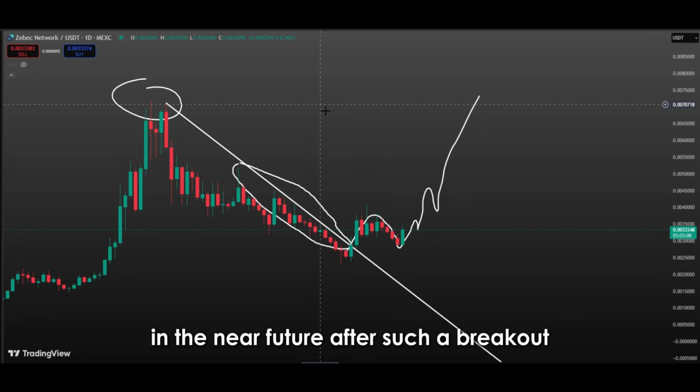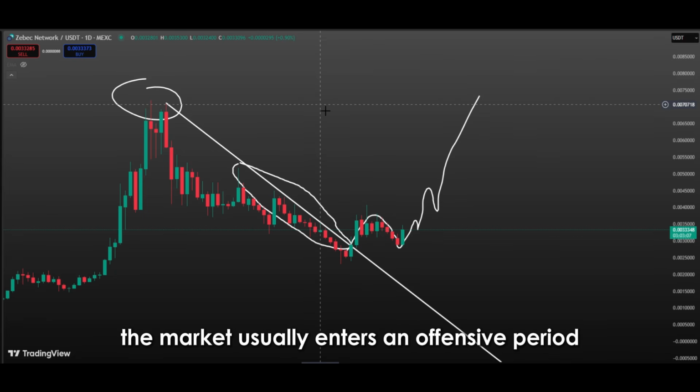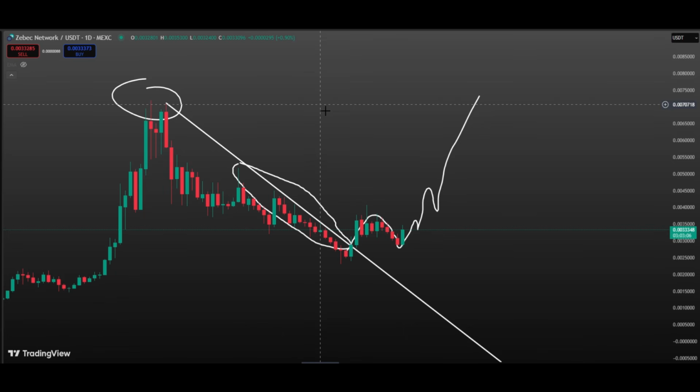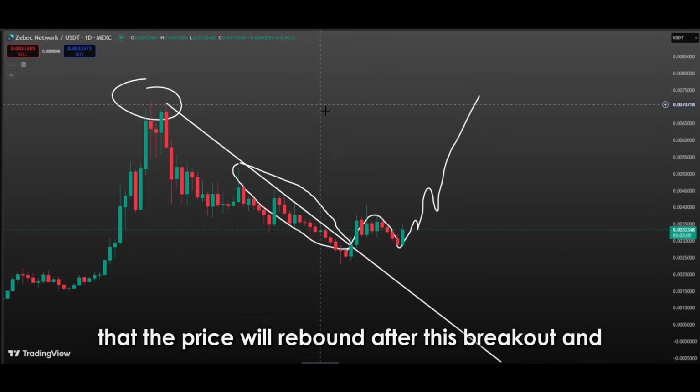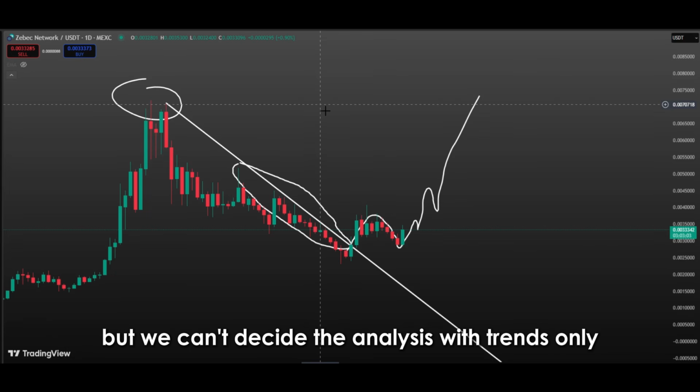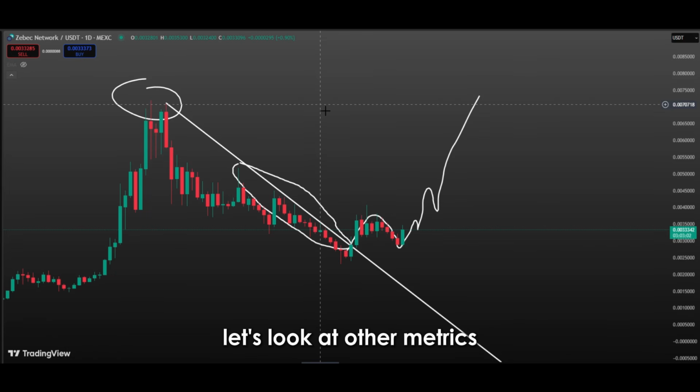After such a breakout, the market usually enters an offensive period, which can be both lucrative and exciting for investors. Therefore, it seems quite likely that the price will rebound after this breakout and start a strong uptrend. But we can't decide the analysis with trends only. Let's look at other metrics.